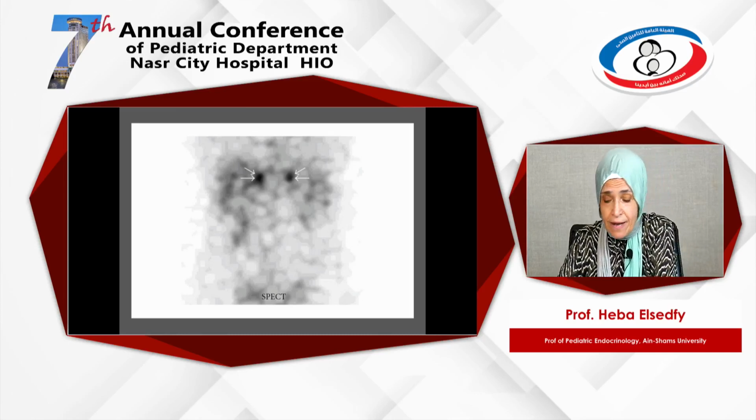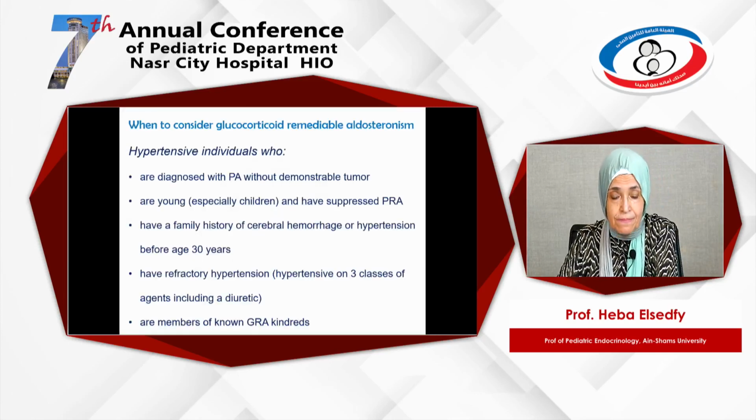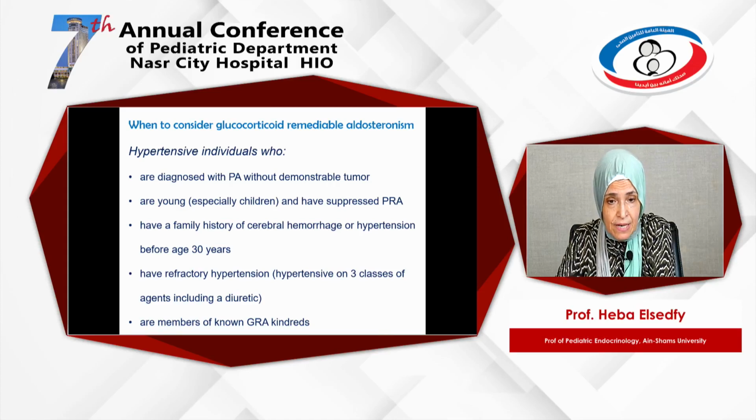Adrenal hyperplasia is a rare cause of primary aldosteronism. So I have mentioned glucocorticoid remediable aldosteronism. It should be considered in hypertensive individuals who have a biochemical profile similar to primary aldosteronism. It should be considered when primary aldosteronism is diagnosed without a demonstrable tumor. The patients are young, especially children, because it is a genetic condition, and have suppressed plasma renin activity.